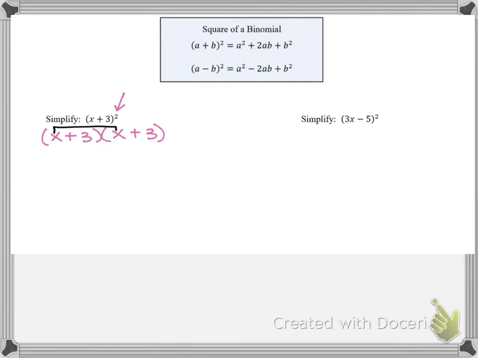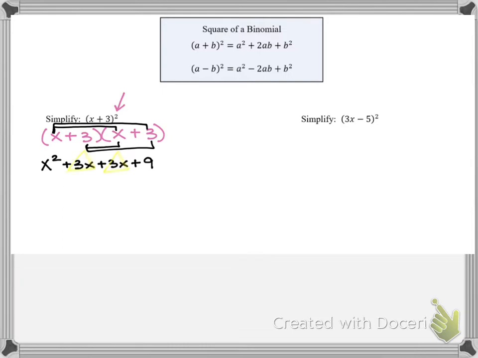So first I'll multiply x times x and get x squared. Then I will multiply 3 times x to get plus 3x. Then I will multiply 3 by x again, so I will get another plus 3x term. And then last but not least, I will multiply 3 times 3 to arrive at plus 9.